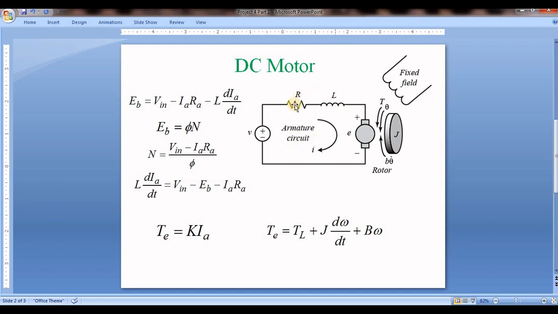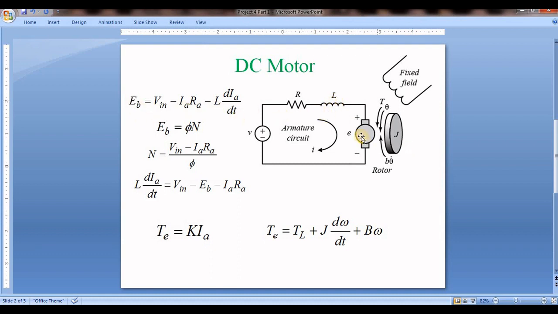See, in steady state, generally it is DC. So in steady state we consider L as a short circuit. So the inductor is a short circuit for a DC motor in steady state, but in transient state L will be there.